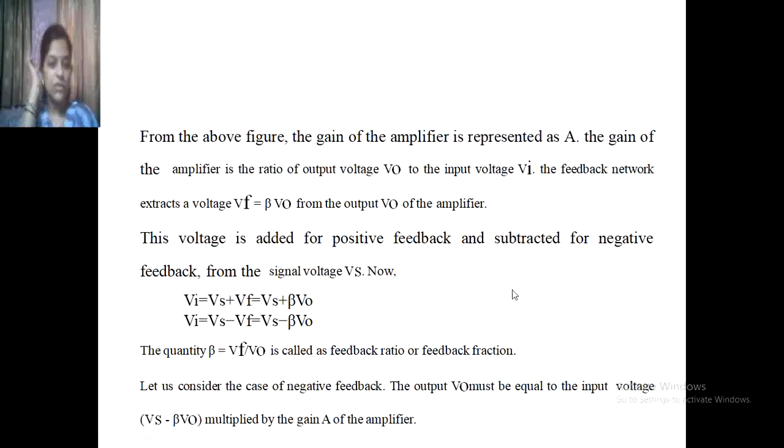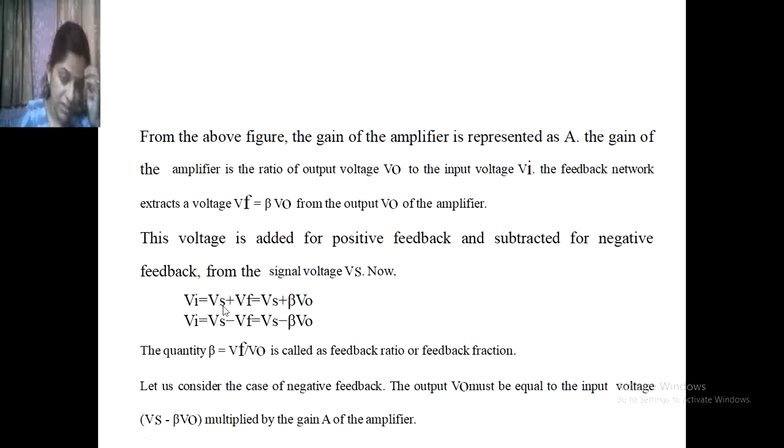Okay. So this voltage is added for positive feedback and subtracted for negative feedback, from the signal voltage Vs. Keep in mind, this extracted voltage is either added or subtracted. If it is added, then it is known as positive feedback, and if it is subtracted, then it is known as negative feedback. So the signal voltage Vs is represented like this.